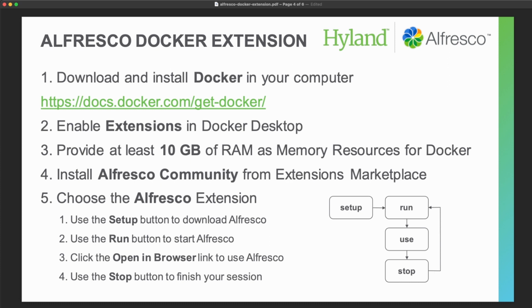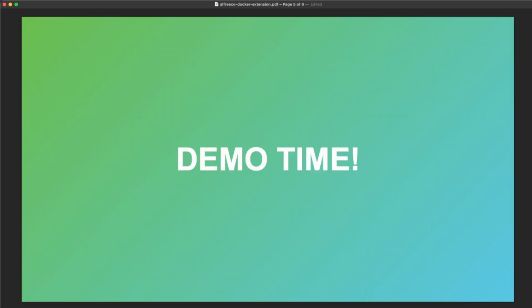Getting started with the Alfresco Docker extension is easy. Simply follow these steps. Download and install Docker on your system. Enable extensions in the Docker desktop application. Provide at least 10 GB of RAM for Docker. Download the Alfresco community from the extension marketplace and use the options provided in the extension to start and stop Alfresco. Now, let's take a look at a demo of the Alfresco Docker extension in action.